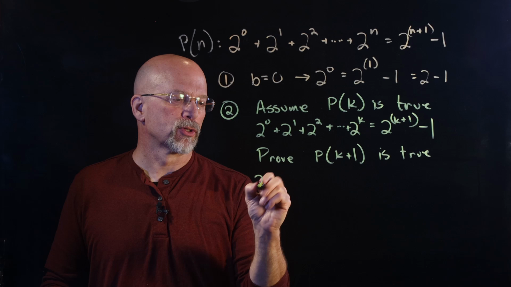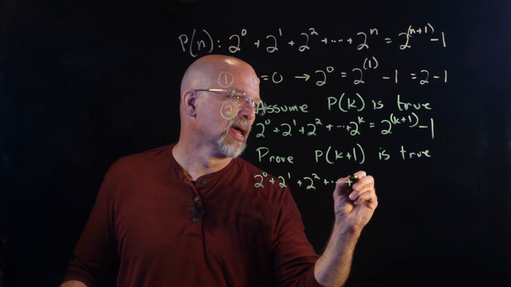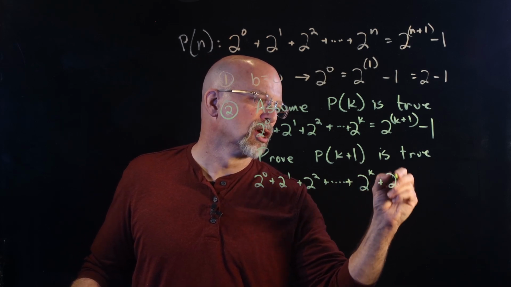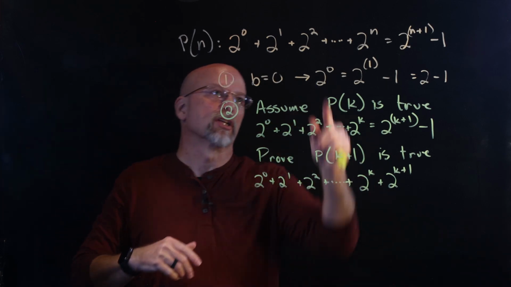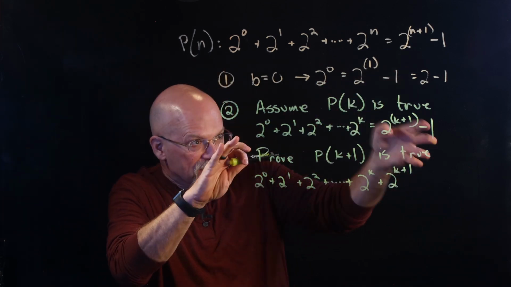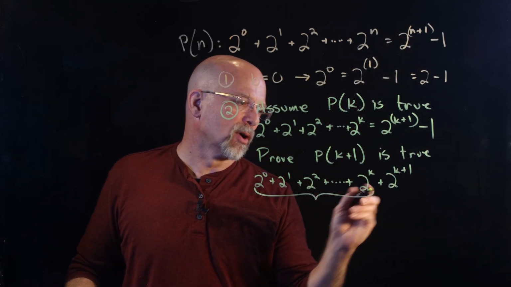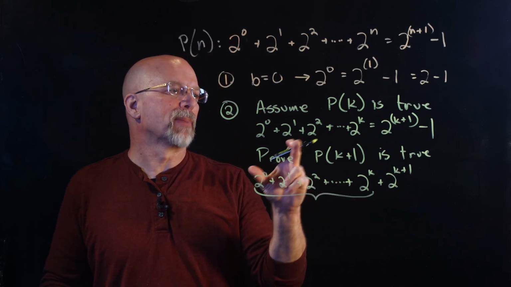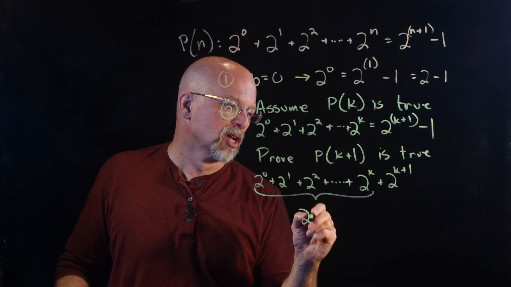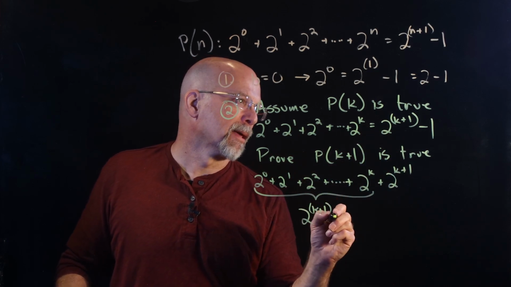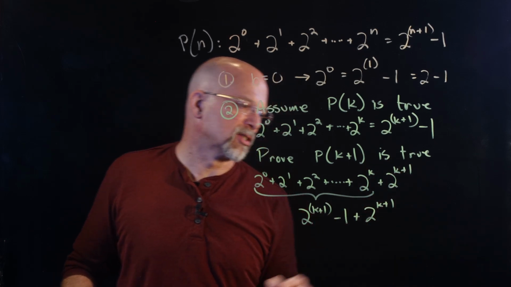How does that work? Well, 2 to the 0 plus 2 to the 1 plus 2 to the 2 plus all the way up, and I'm going to go ahead and say 2 to the k plus 2 to the k plus 1. That's our left side of the expression. What does it look like on the right side? Based on this assumption, can we work this to the right side of the expression? Well, what we've done before is just simply taken the ones for the P of k, and we've assumed that this is true. And what you've got is 2 to the k plus 1 minus 1 plus this 2 to the k plus 1 that's sitting there, right?